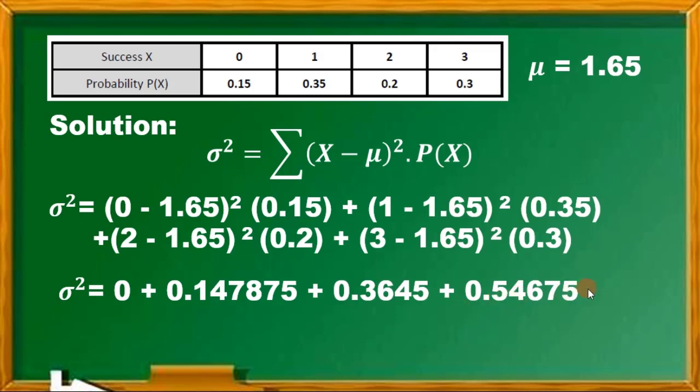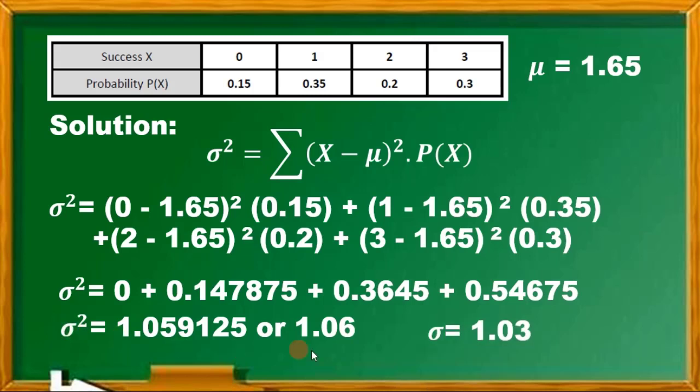You can verify these values in your calculator, and it is 1.059125, or simply rounding off to 2 decimal places, we have 1.06 for sigma squared. This is the variance. And getting the standard deviation is just taking the square root of 1.06, and the standard deviation sigma is equal to 1.03.